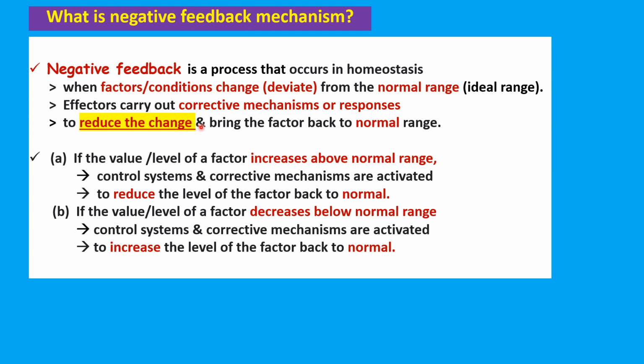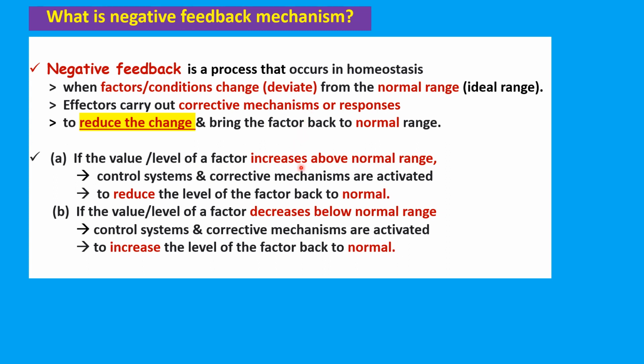So for example, if a person's temperature were to increase beyond 37 or 38 degrees Celsius, then he'll start to sweat. So the effector is the sweat gland, which carries out the corrective mechanism whereby the person produces a lot of sweat, and when the sweat evaporates, it will cool down the body, and then it will reduce the change. It will reduce the rise in temperature and bring the body temperature back to normal. Okay, so effectors can be muscles or glands that carry out the corrective mechanisms.